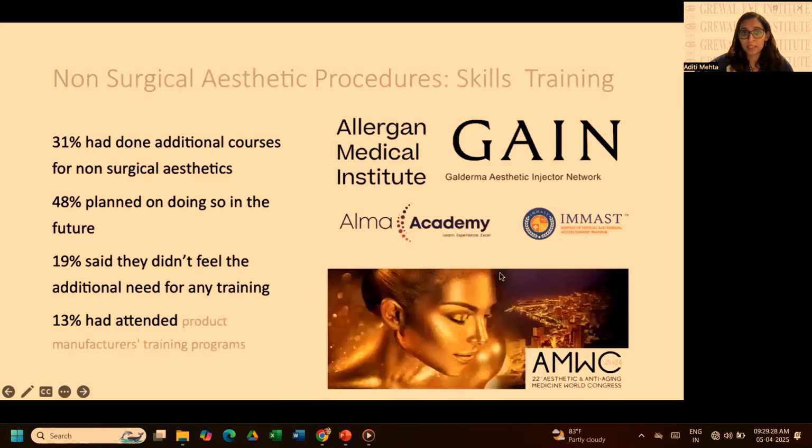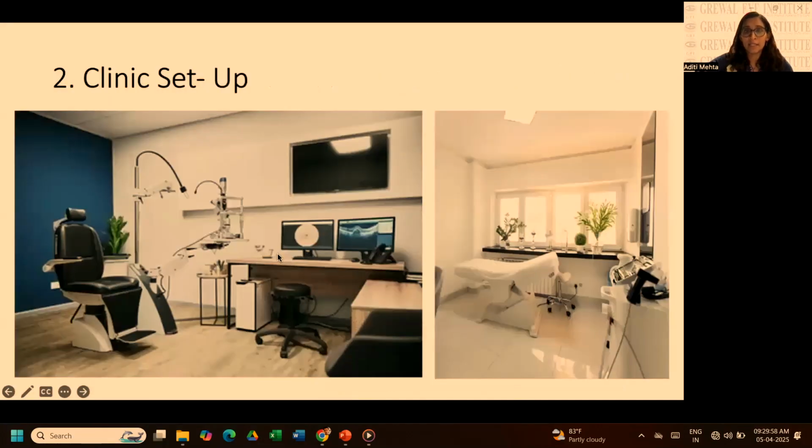The other way of gaining this skill would be to attend procedures and the trainings offered by the product manufacturers. When we did a recent survey of the oculoplasty people, a vast majority had already attended these trainings, and some were planning to attend them to enhance their skills. So these are easily available and they should be regularly attended by all of us who are looking to include aesthetics in our practice.